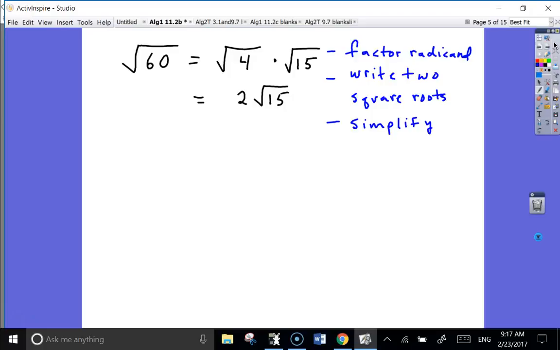Does it have a decimal value? It does. But when you look on tests, that's not going to be one of the options.